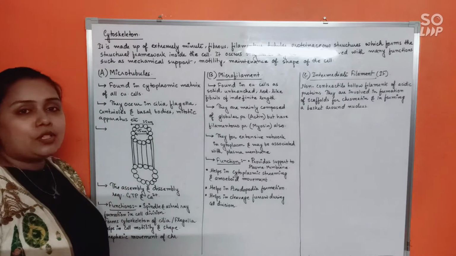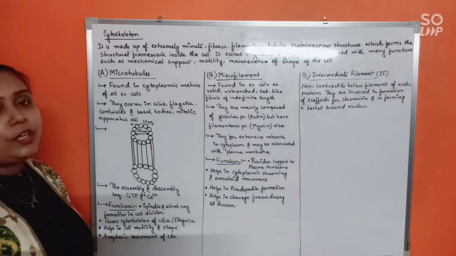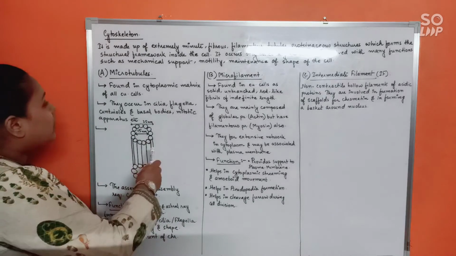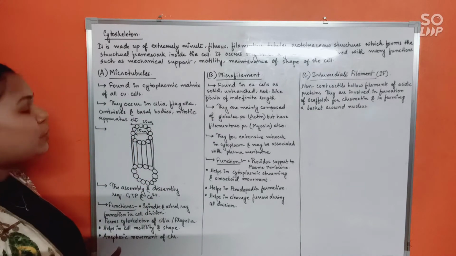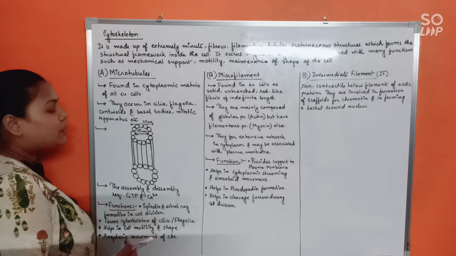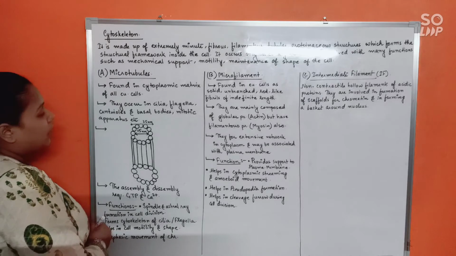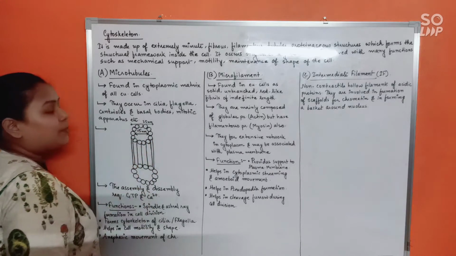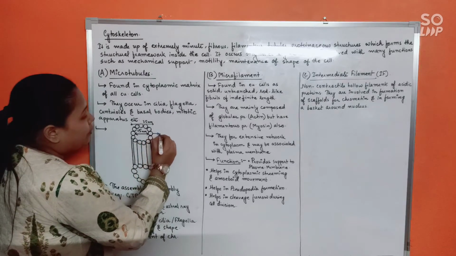First, microtubules. Found in the cytoplasmic matrix of all eukaryotic cells, they occur in the cilia, flagella, centrioles and basal bodies, mitotic apparatus, etc. Now, if we have to discuss the structure of the microtubules, it is as such. The microtubules are hollow, unbranched cylindrical structures which are made up of 13 protofilaments.